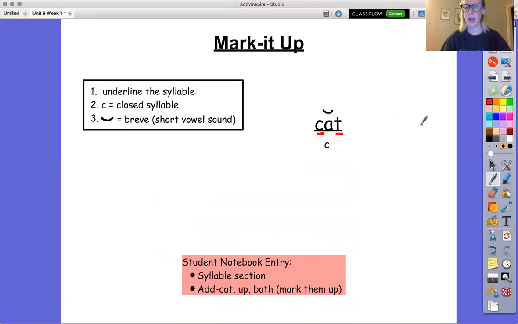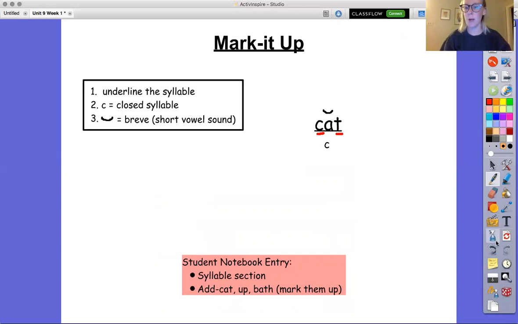So here's our word cat, right? Cat. I can hear the whole thing. I can push it out with one breath. And it's closed in by a consonant here and a consonant here. Sort of picture it like, you know, 2 pieces of bread around a sandwich. Okay, so it has to be closed in on both sides.